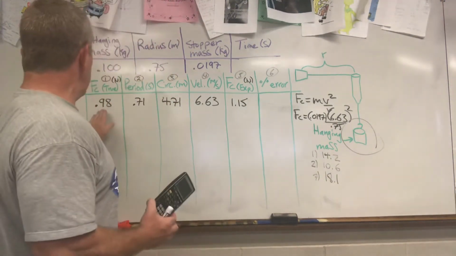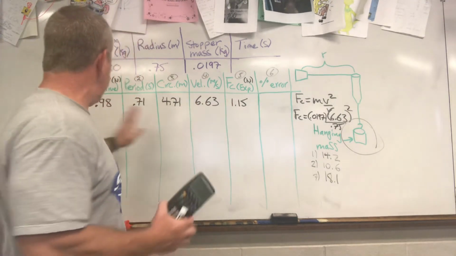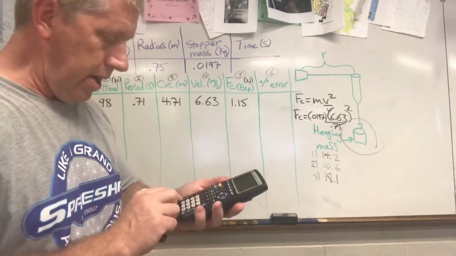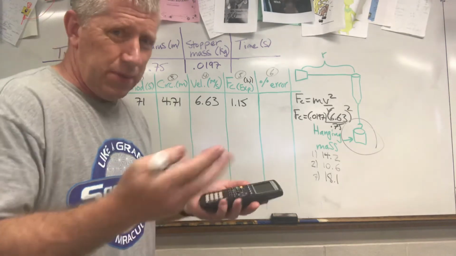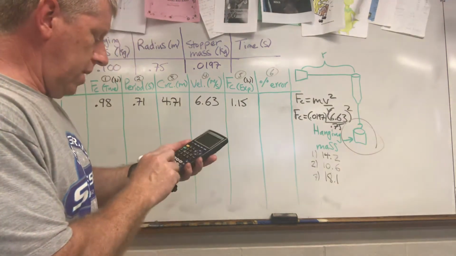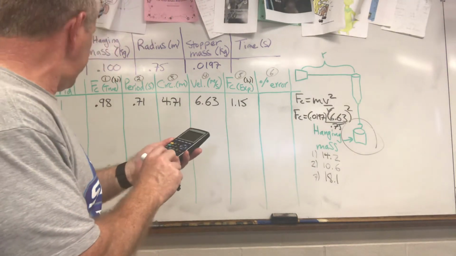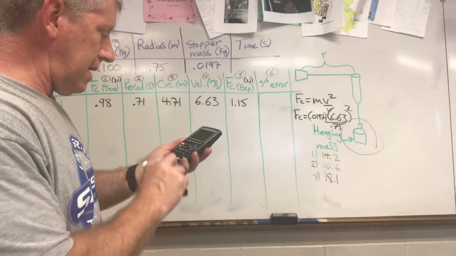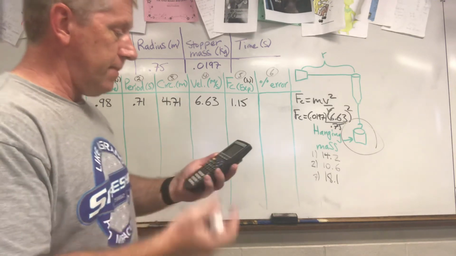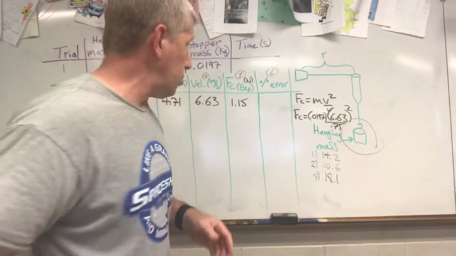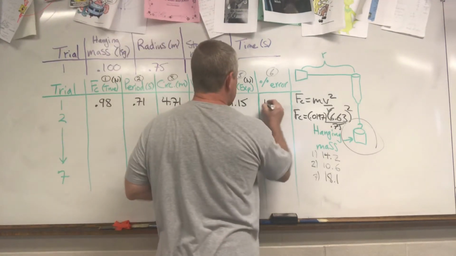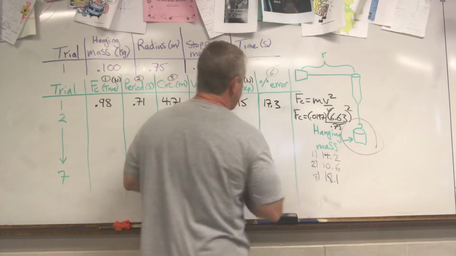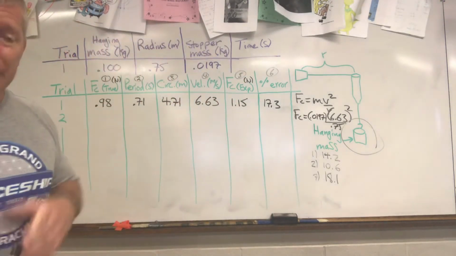So true minus experimental divided by true multiplied by 100. We'll see what we're going to get. We're going to get about 16%. So 1.15 minus 0.98, doesn't matter what order I do that in, divided by 0.98, multiplied by 100, I get 17.3% error. 17.3. Okay, so that's trial number 1.